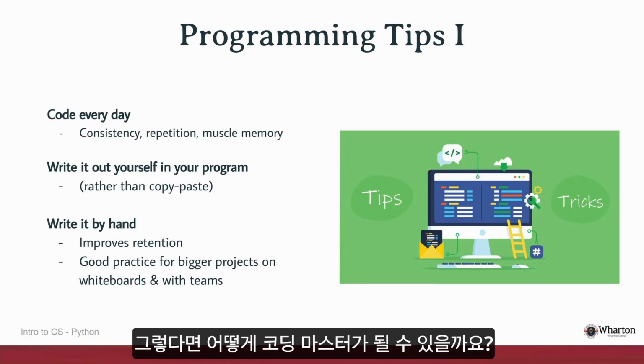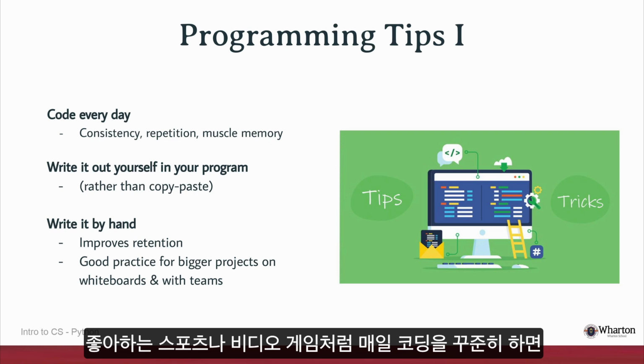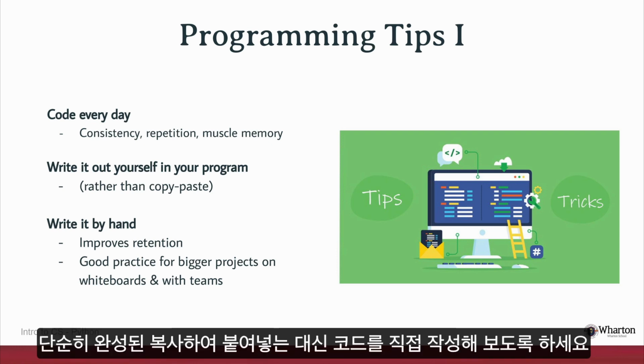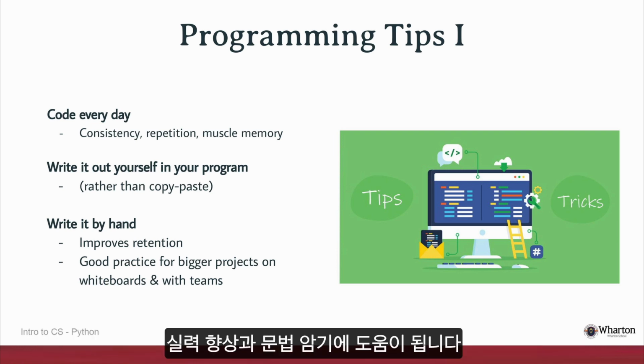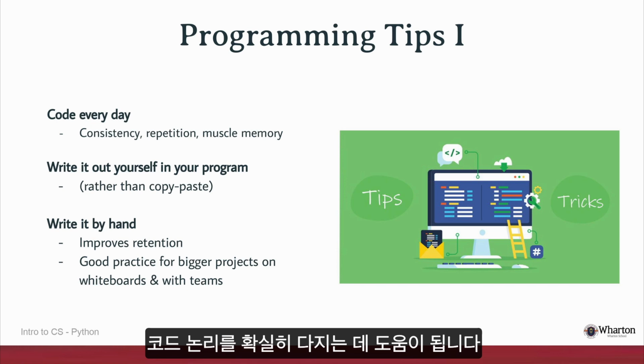So, how can we become coding masters? First up, make coding part of your daily routine. Just like your favorite sports or video games, the more you play, the better you get. Remember, always write the code yourself instead of just copying and pasting. It helps you understand and remember better. And if you're up for a challenge, try writing code by hand on paper sometimes. It's a fantastic way to get the logic down pat.